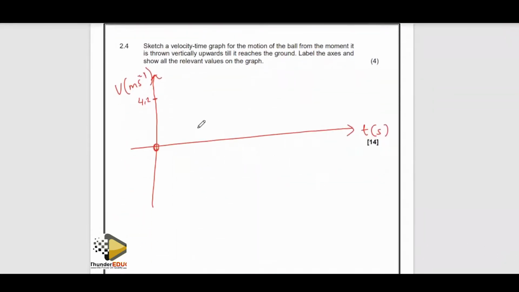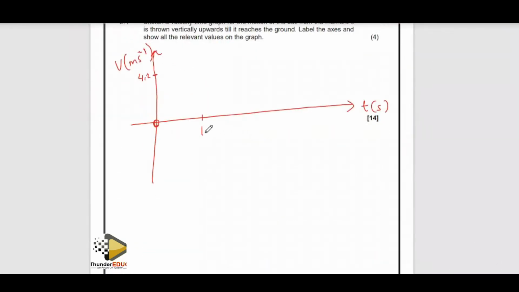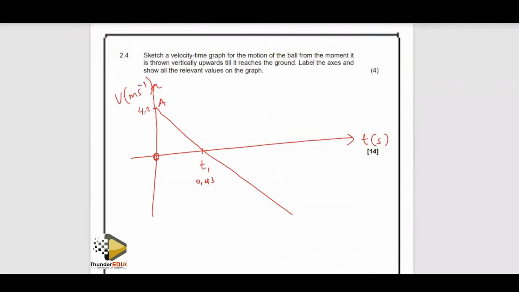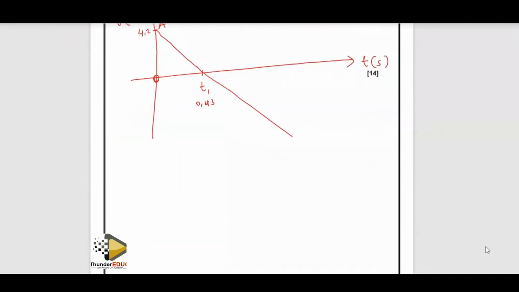And then it took some time, which was 0.43 seconds to get there, which we can label as our T1. And then the graph continues. So it's just a straight line from here into that sort of direction. We don't need to mark this off as 0.43. You can if you have time, no problem. So we call this point A, where the ball started from, and then point B, which is more like the maximum height.